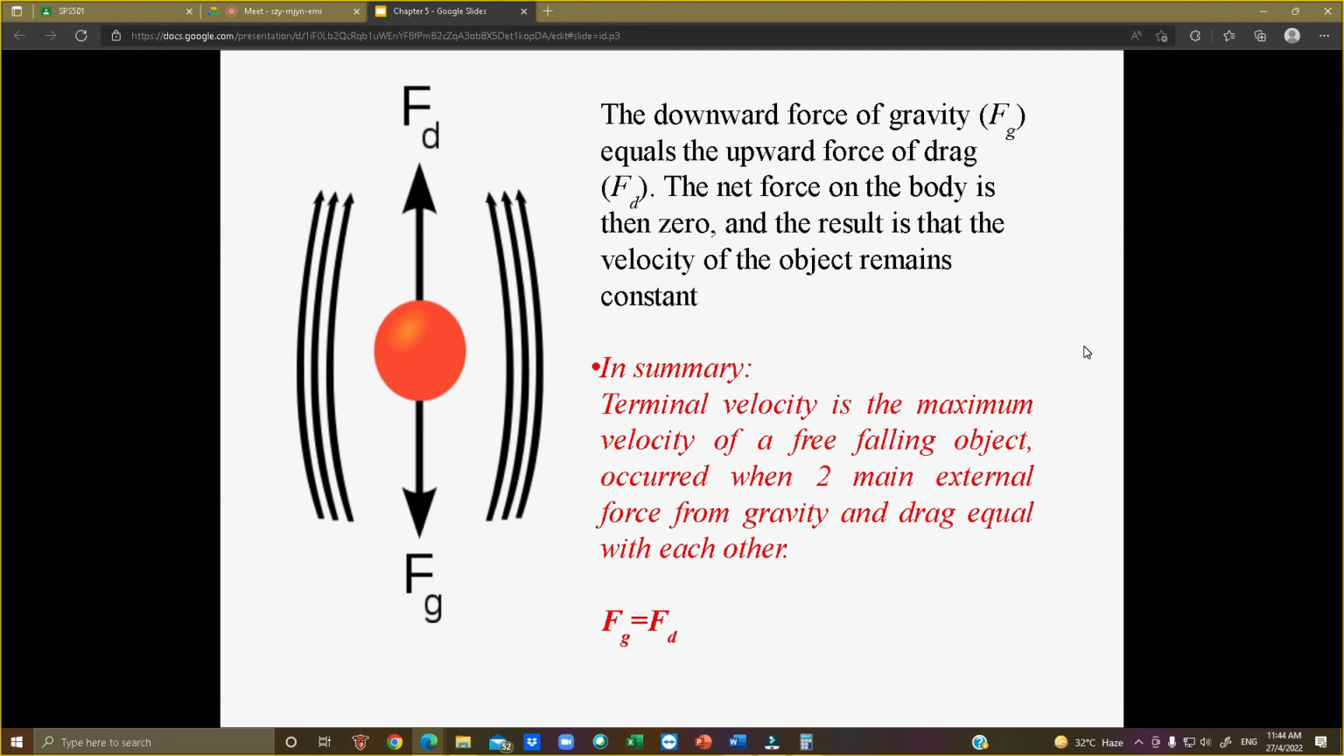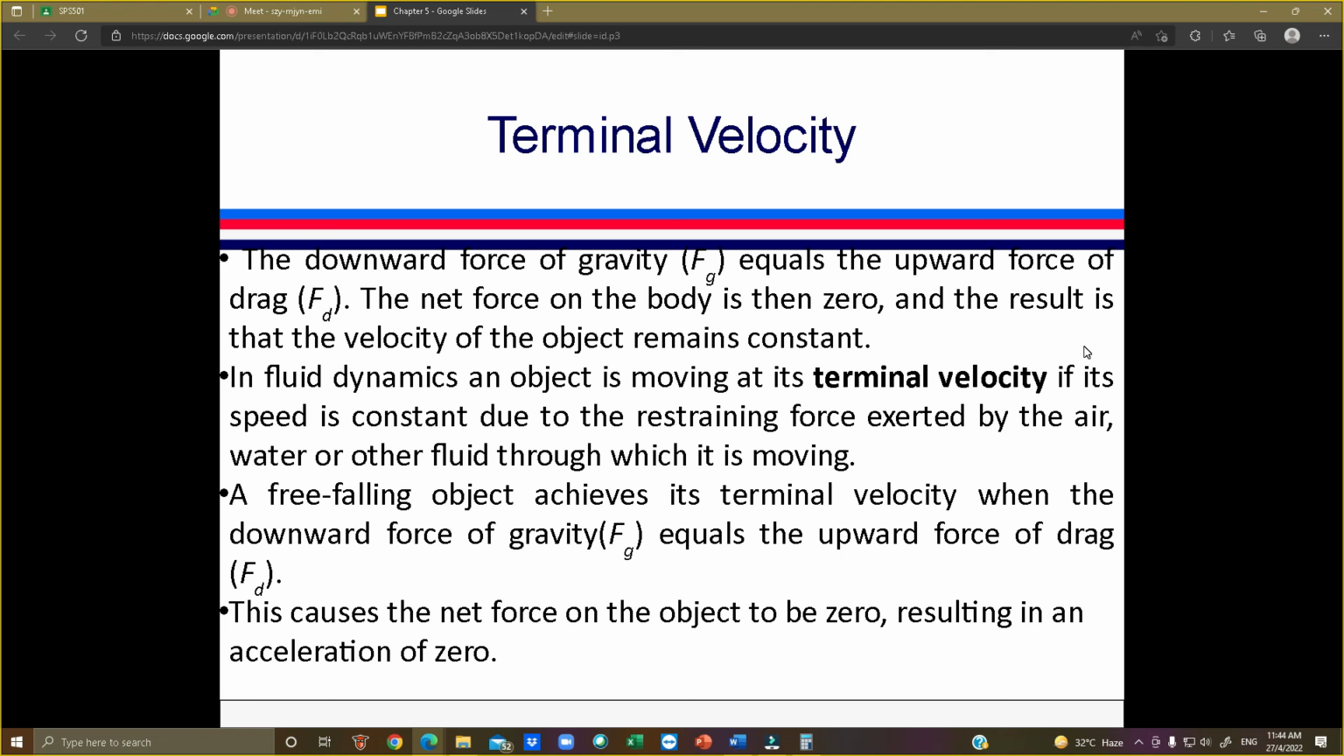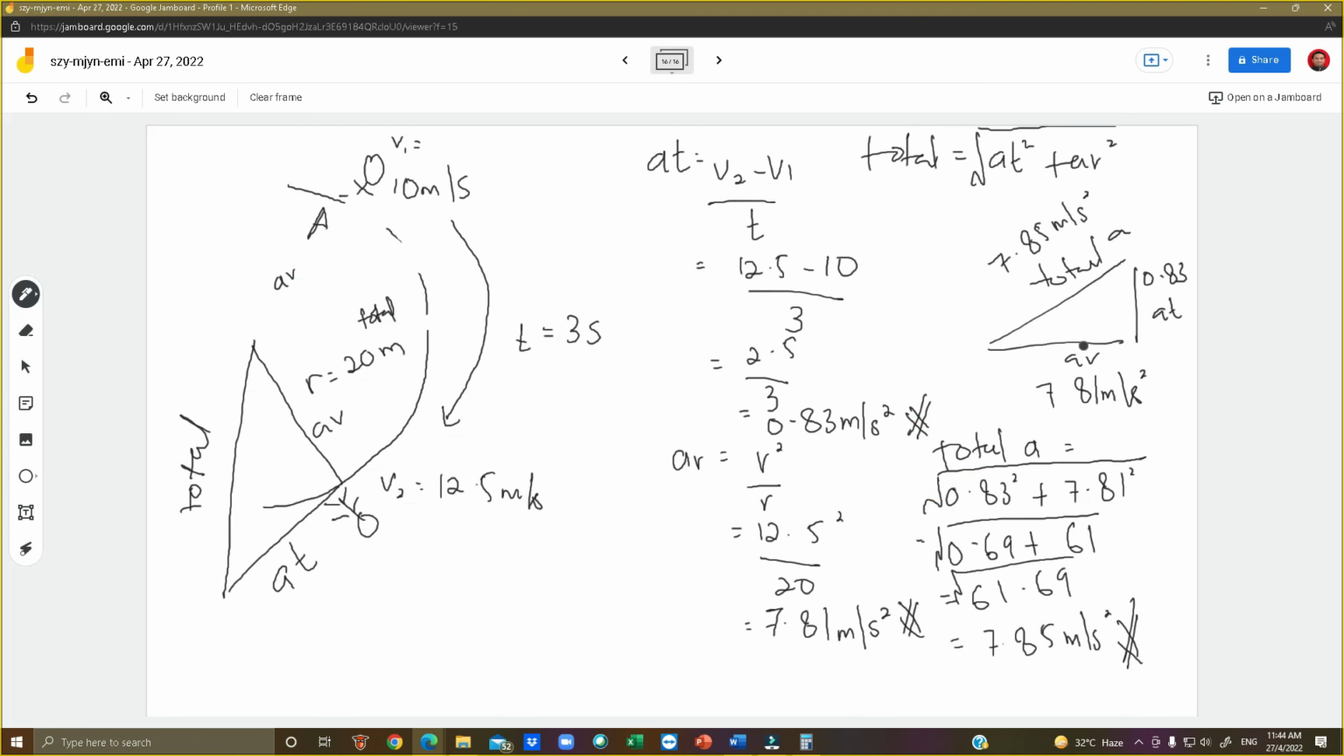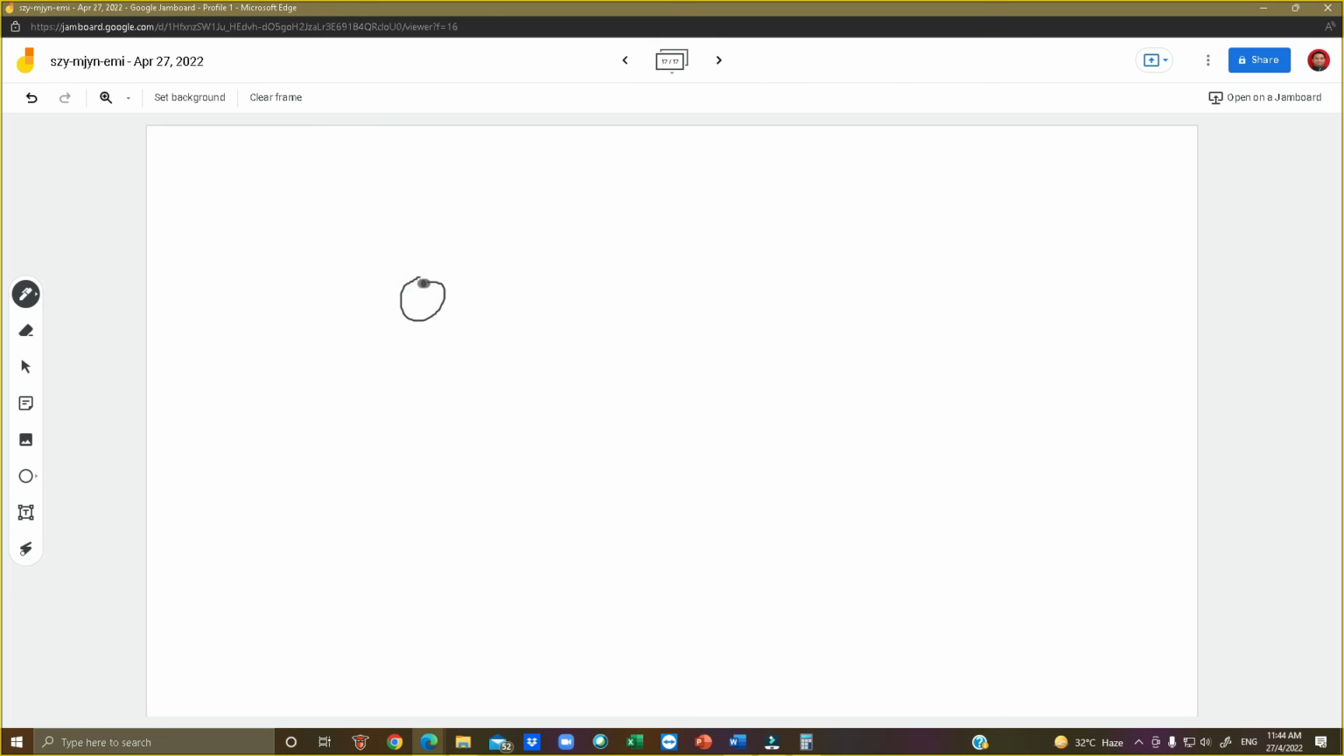First, we go with terminal velocity. To understand terminal velocity, it's this one. Mana saya punya pen? Okay, if an object falls down from a very high place, there will be one force acted upon the object. Apa force itu?